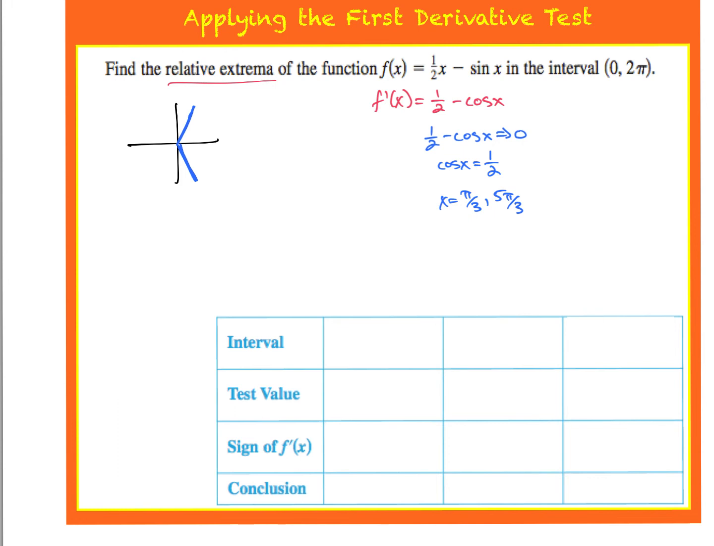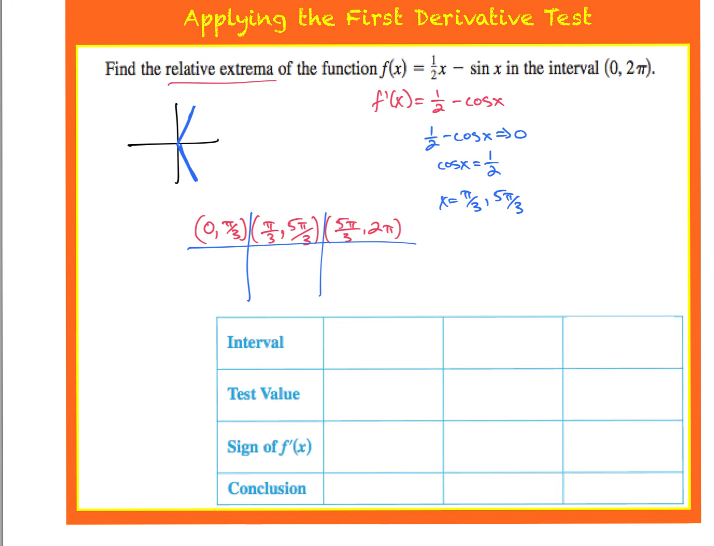All right, so let's do my intervals. It's bounded by 0 and 2 pi, so now my interval will start at 0 to... what's my first critical number? Pi over 3. And then I go from pi over 3 to 5 pi over 3. And then my next interval will be 5 pi over 3 to 2 pi. So now I need to test these intervals.